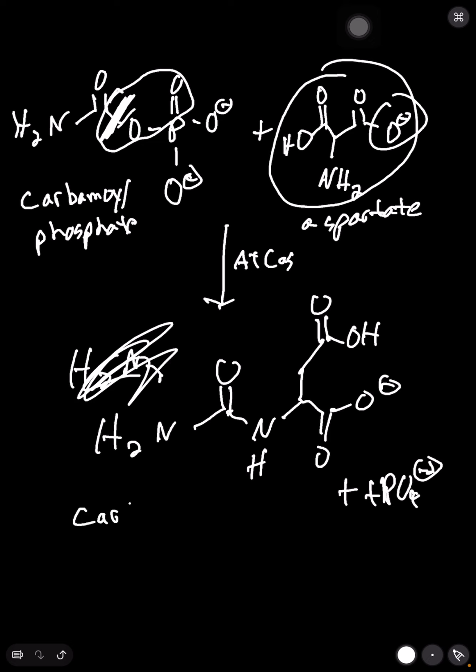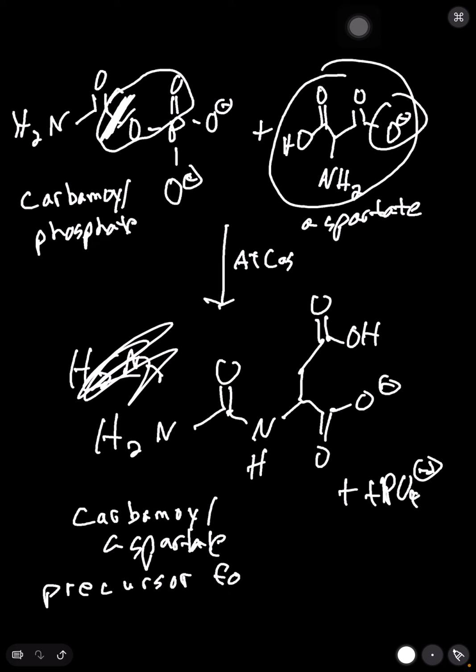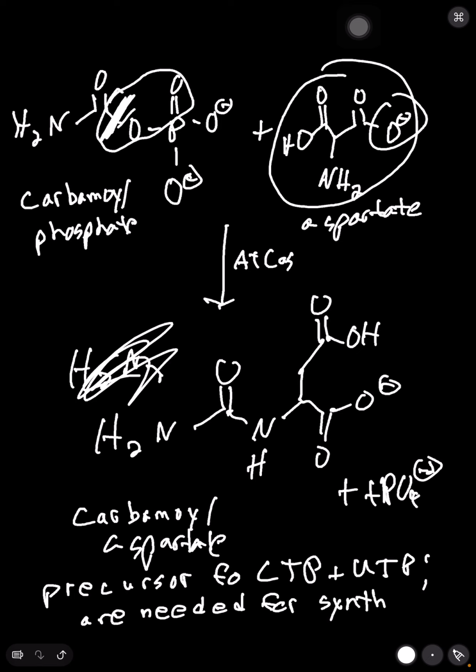This is called carbamyl aspartate. And what it is, this is actually a precursor metabolically for CTP, which is cytidine triphosphate, and UTP, which is uridine triphosphate. And these guys are needed for synthesis of nucleic acids like DNA and RNA.